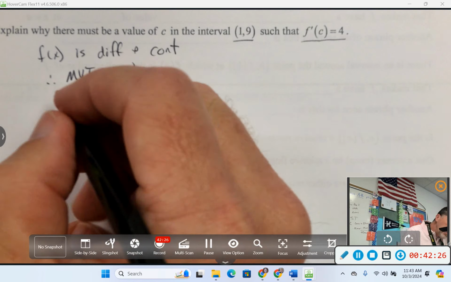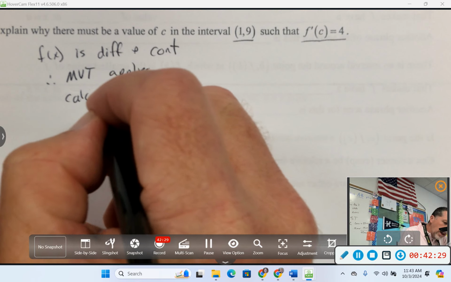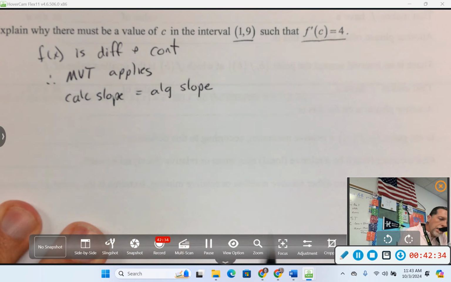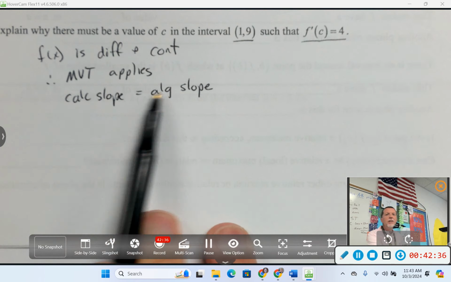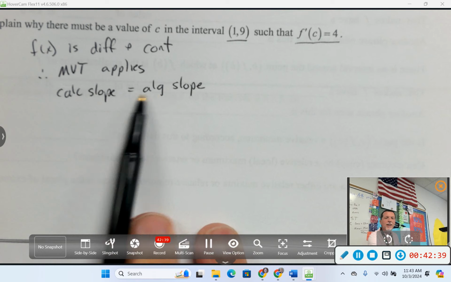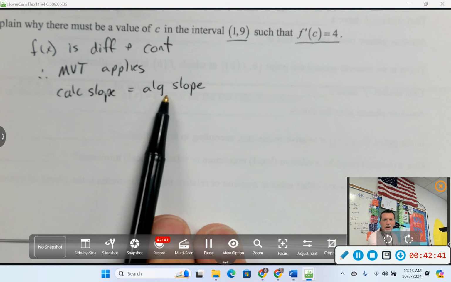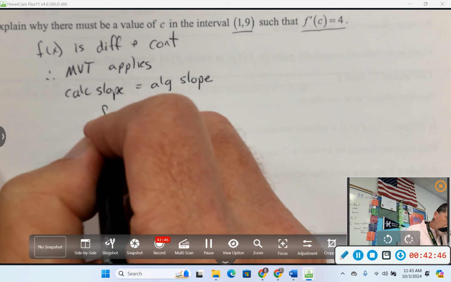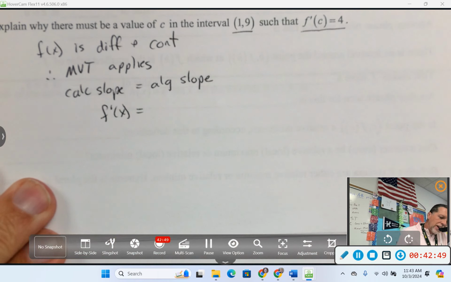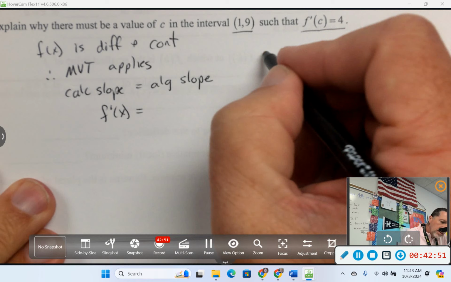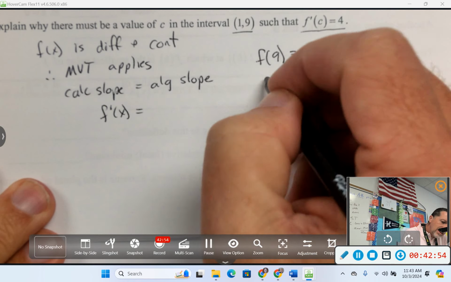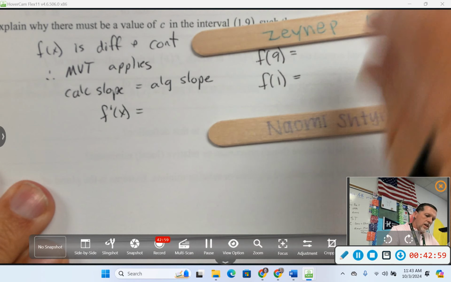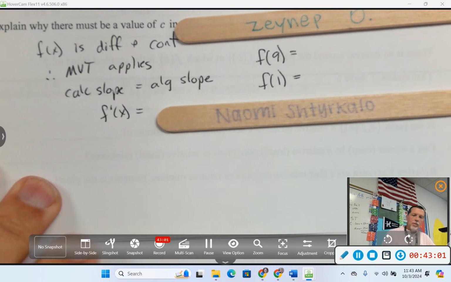Okay, well, if MVT applies, that means the calculus slope equals the algebra slope. Some of you are not going to write that statement at all. Some of you are going to write IROC equals AROC, dy dx equals delta y over delta x. Many of you will probably just say, forget that, I'm just going to write f prime equals and then fill in the algebra slope. So I need f of 9 and f of 1. So Zainab and Naomi can help me with that.